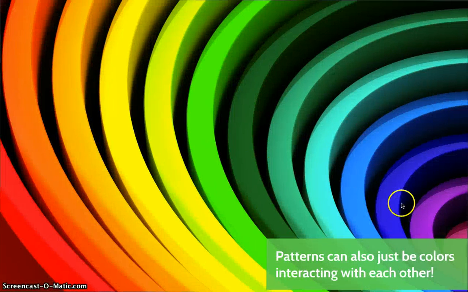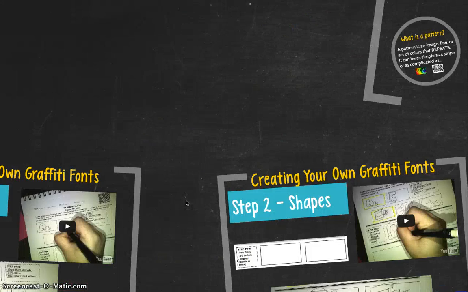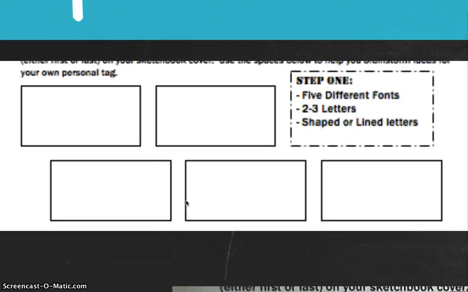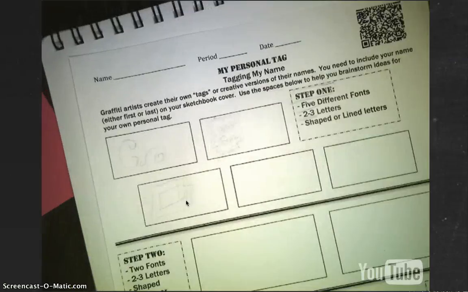Now, patterns can also just be the way colors interact and repeat with each other. So it doesn't just have to be in black and white, though we are going to start our graffiti fonts in black and white patterns, and eventually we're going to add color. So, first step to creating your graffiti fonts. You need to get out your worksheet and look at step 1 as you watch the following video.